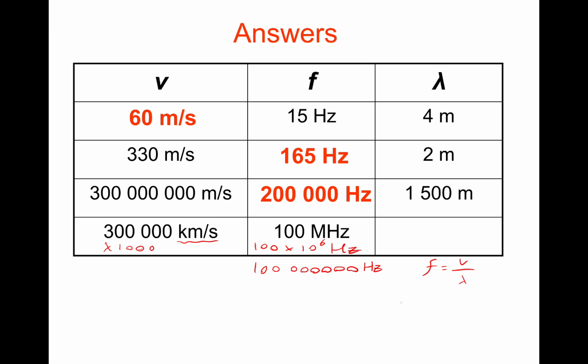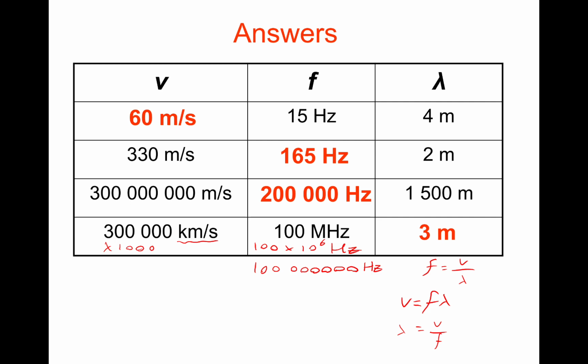And wavelength. So we start with v equals f lambda. So for wavelength, we need to get rid of a times the frequency, so we need to divide by frequency. So wavelength is simply the wave speed divided by the frequency. So that'd be 300,000 kilometers, or 300,000 times 1,000 meters per second, divided by 100 million, which gives us 3 meters.